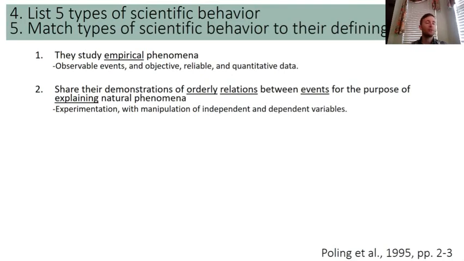Okay, so number 2 here, they share their demonstrations of orderly relations between events for the purpose of explaining natural phenomena. Okay, so this includes experimentation, so conducting experiments with manipulation of independent and dependent variables. It may involve conducting an experiment and measuring events, what we call variables. An independent variable is one that you manipulate. A dependent variable is one that you measure.